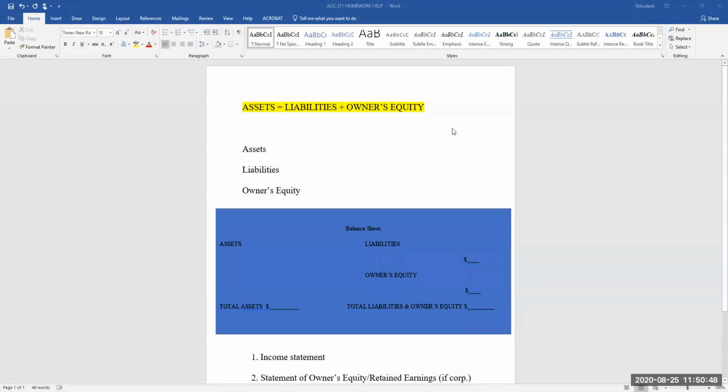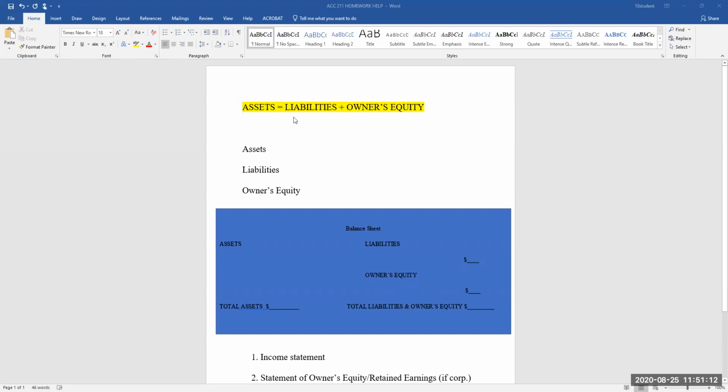Okay, so as far as the homework goes, they're going to start you off with the accounting equation. So right here is the accounting equation. Assets equals liabilities plus owner's equity. Please memorize this formula. This is the basis of all accounting, and you are going to use it to no end. So drill that in your brain, and you'll be okay.